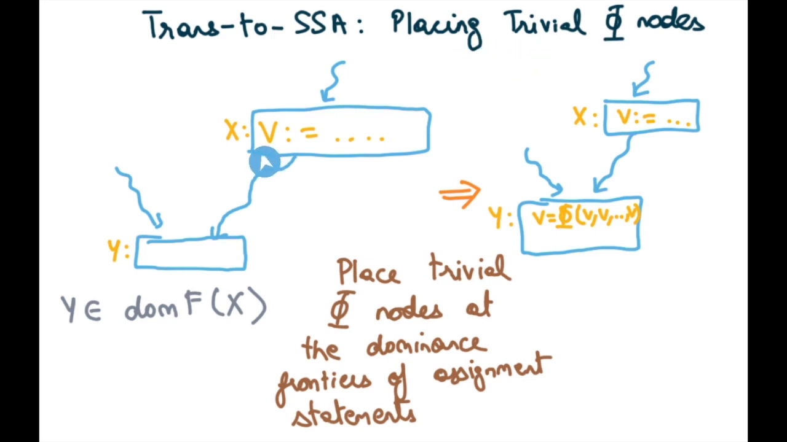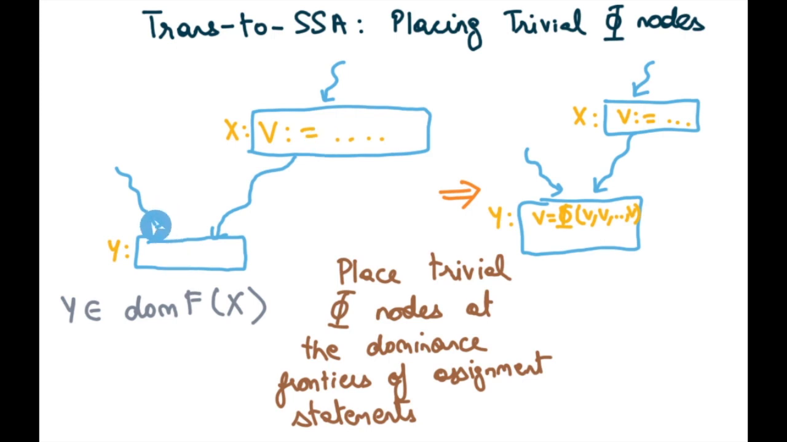So consider this assignment statement at location x to variable v := something, and let's say y is in the dominance frontier of x, which means y is the first node which is not strictly dominated by x if I do a depth first search traversal starting at x. And if y is in the dominance frontier of x, that means that there must be another definition of variable v that is potentially reaching y, because y is not strictly dominated by x.